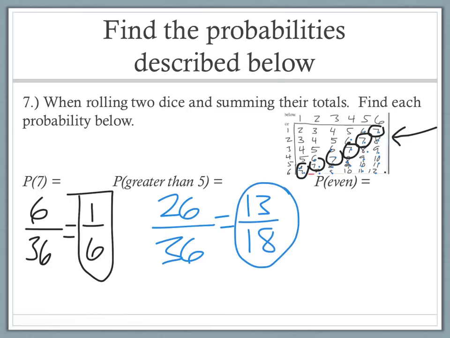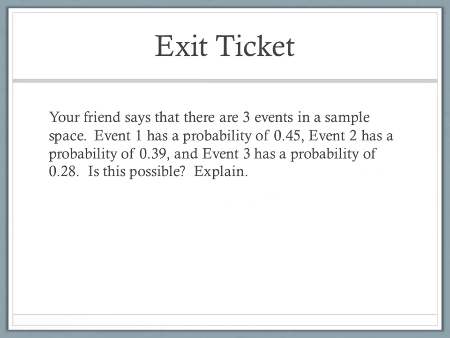Now, the probability of getting even. Well, if we look at this, half of them are even, half of them are odd, so our chances are going to be 1/2. Okay, we could also just add them up. If I add them up, I end up getting 18 out of 36 are even, so that would just reduce to 1/2.